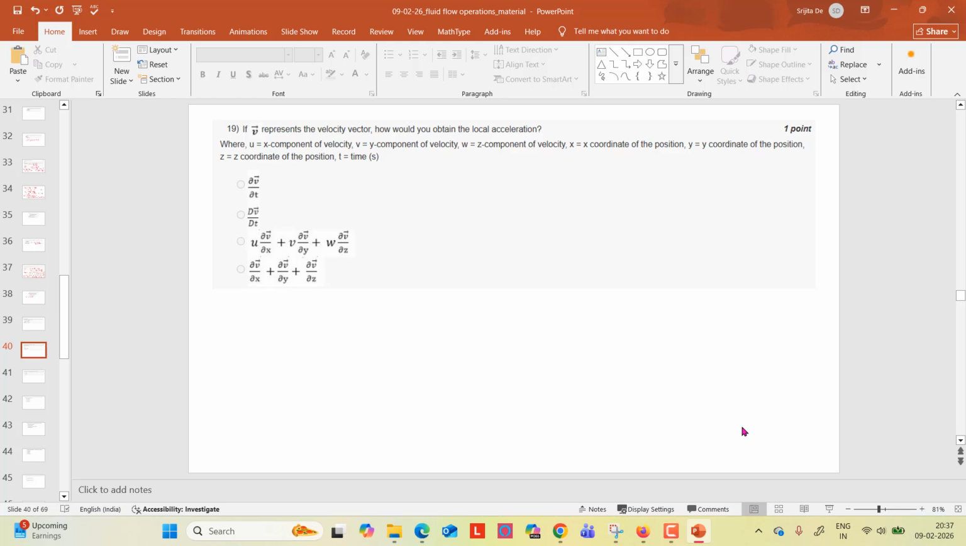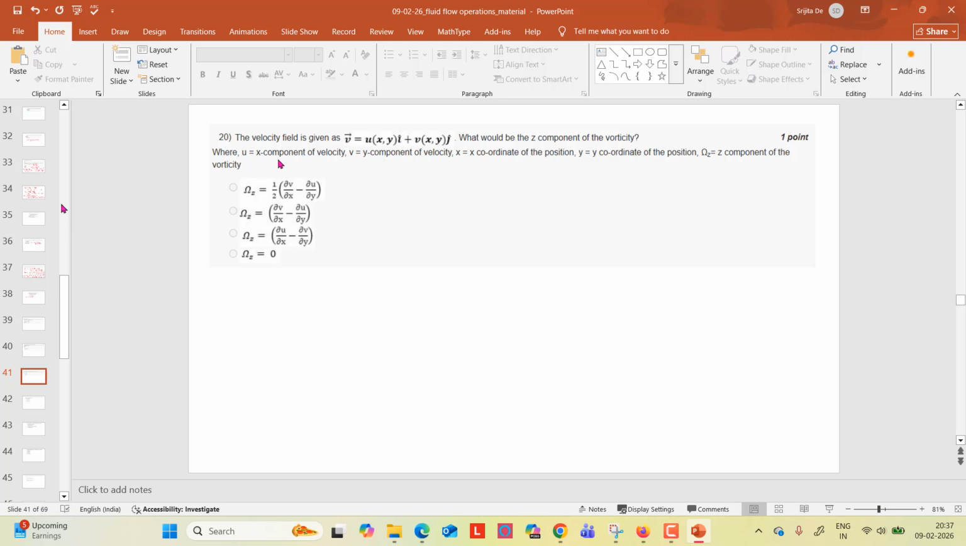If v is the velocity vector, how would you obtain the local acceleration? The local acceleration is del v by del t. Option A. Next, the velocity field is given as this. What should be the z component of the vorticity?